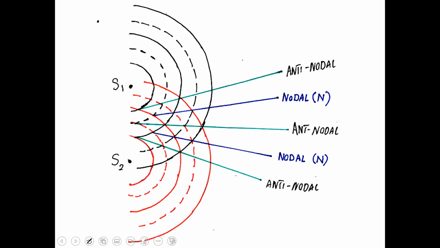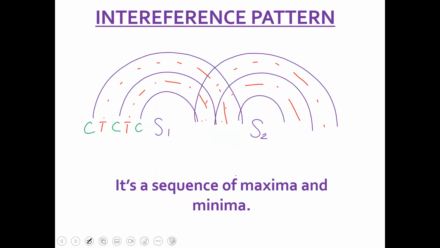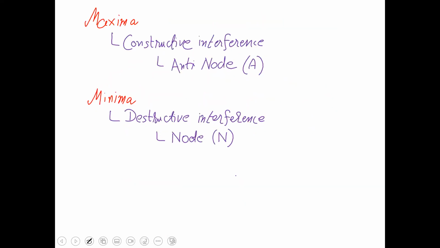Now, if we join all the nodes, we get a nodal line. If we join all the antinodes, it is an antinodal line. In an interference pattern, they meet back to back. It's a sequence of maxima and minima. When waves interfere, they produce a sequence of maxima and minima. What is maxima? It is constructive interference. What is minima? Destructive interference.